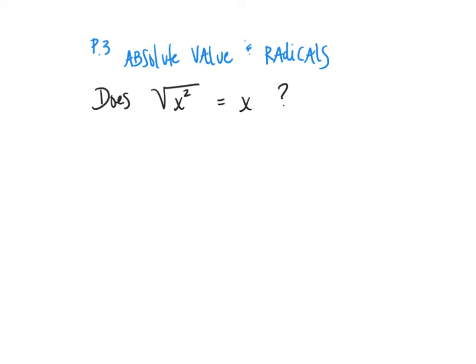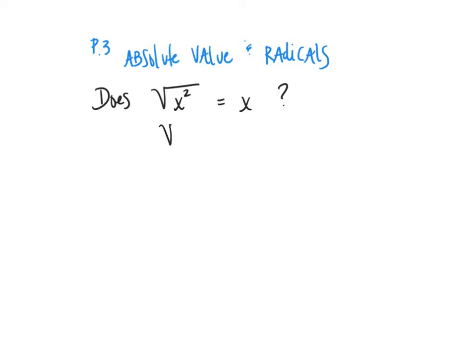I know some of you are still having a little difficulty with absolute value and radicals. So let's start with the basics. Does the square root of x squared always equal x? If you say yes, it has to be true for all real numbers. So the best thing to do is to plug in some actual real numbers.